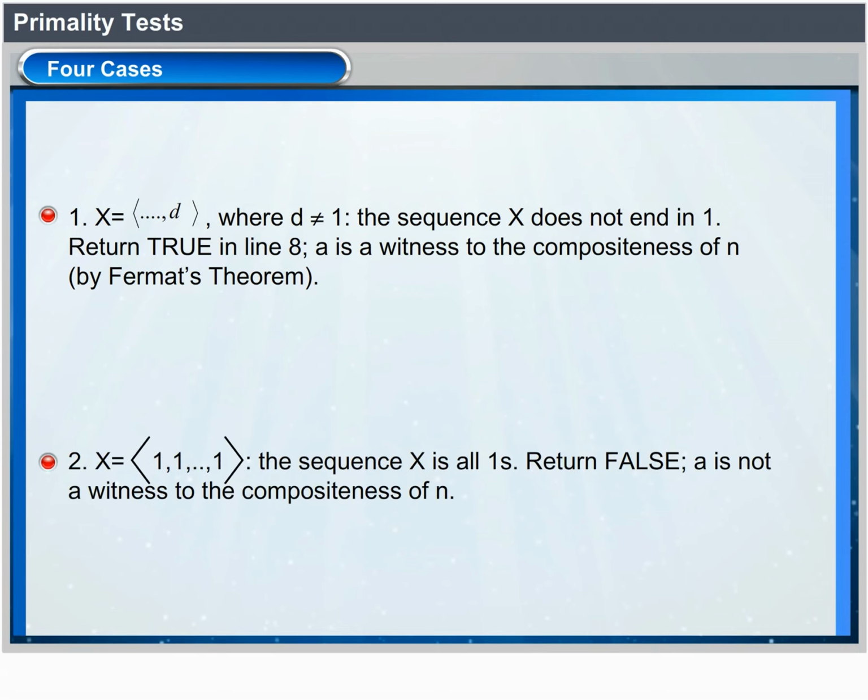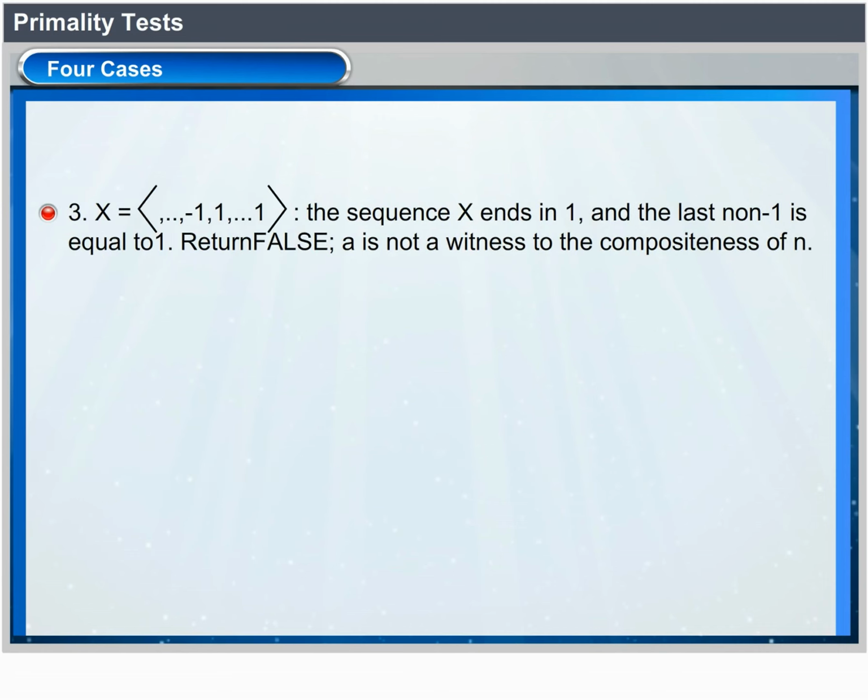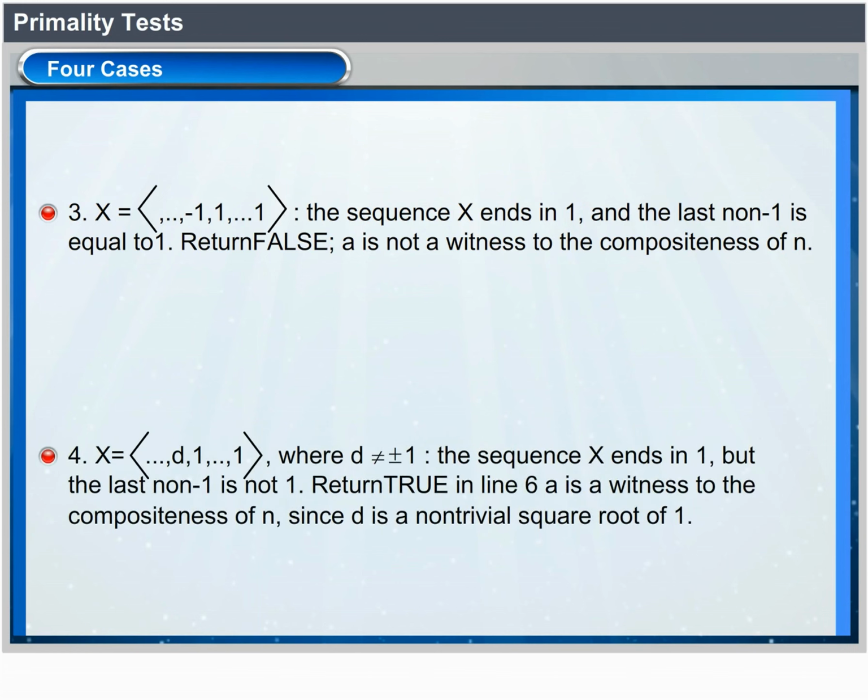Case 3: x has the element minus 1 and the sequence goes up to 1. The sequence x ends in 1 and the last non-1 is equal to minus 1. Return false. a is not a witness to the compositeness of n. Case 4: the sequence goes up to 1, where d is not equal to plus or minus 1. The sequence x ends in 1, but the last non-1 is not minus 1. Return true in line 6. a is a witness to the compositeness of n, since d is a non-trivial square root of 1.